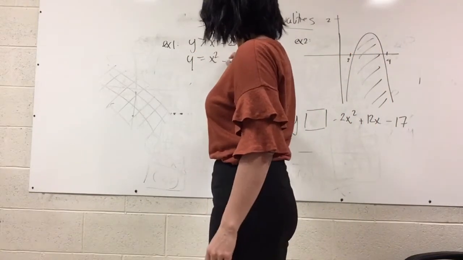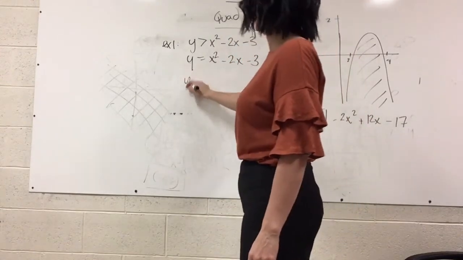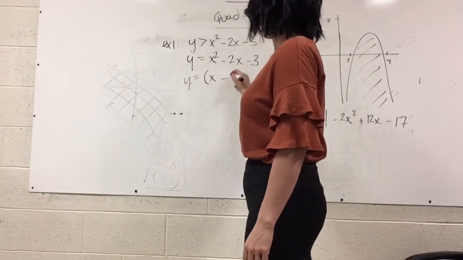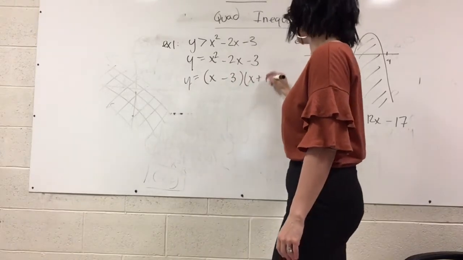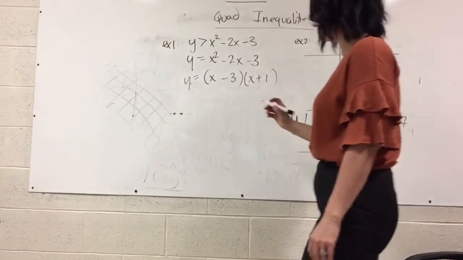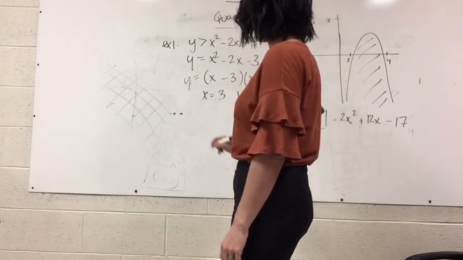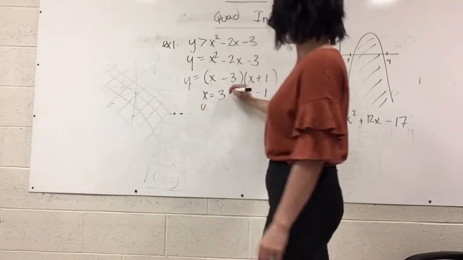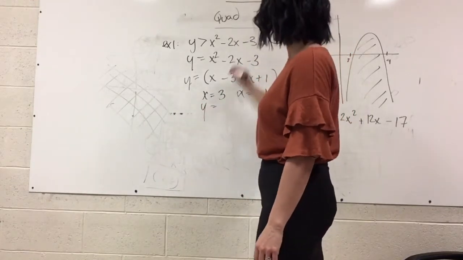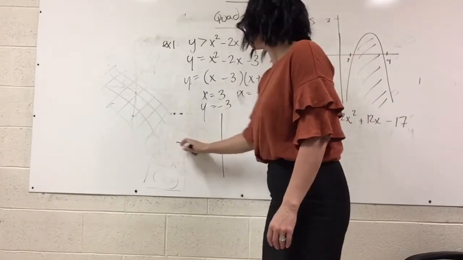How do we graph a quadratic? I'm going to use the x-intercept strategy. So I'm going to factor this: x minus 3 and x plus 1. It's just looking for two numbers that multiply to be negative 3 and add to be negative 1. So I have x-intercepts at 3 and negative 1. My y-intercept is negative 3 because I just set x equal to 0. So that's more than enough to sketch my graph.